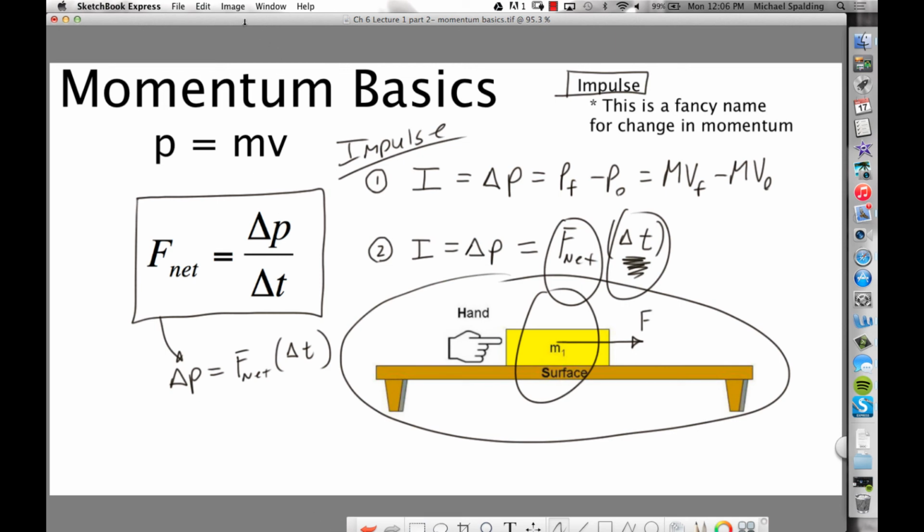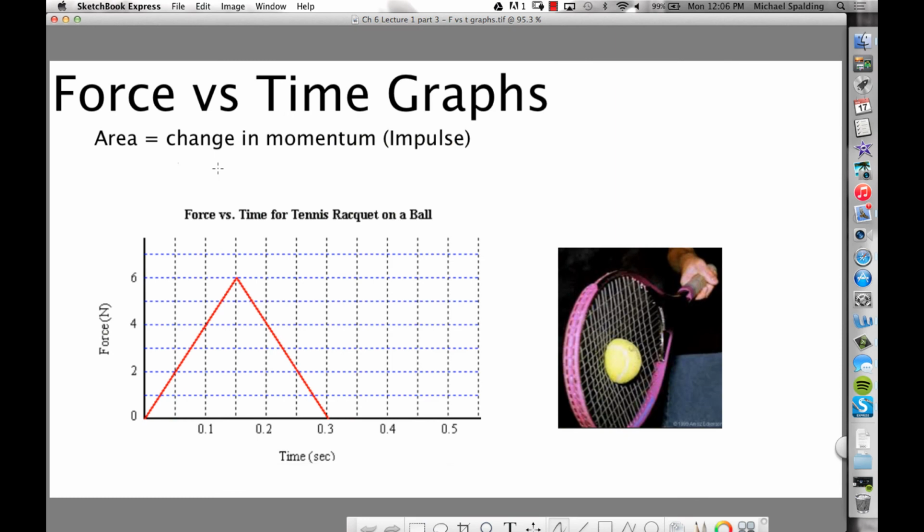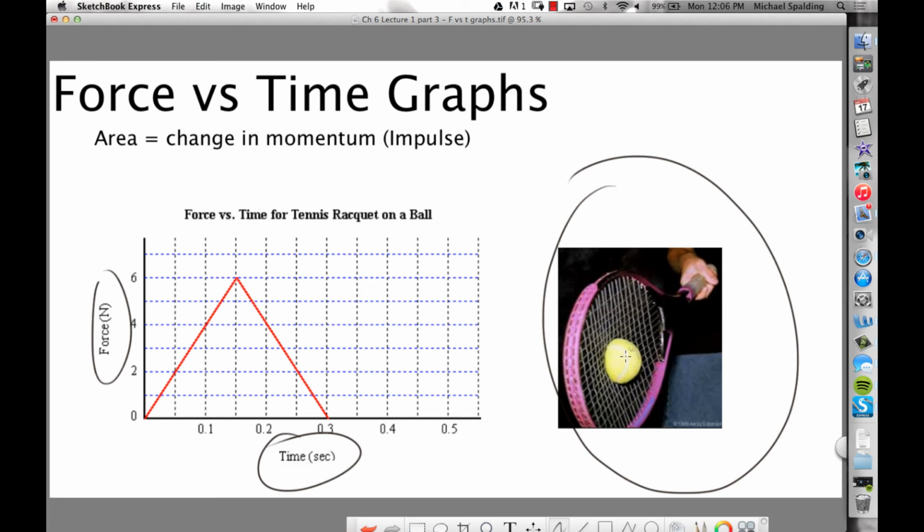Got it? Okay. Final screen. All right, a new graph for this chapter: force versus time. So we have force on the y-axis, time on the x-axis, and this is what you would get. See this picture here? This tennis ball hits the racket. As the tennis ball first comes in contact with the racket, the force gets bigger, bigger, bigger, and then the ball starts to come off the racket. Smaller, smaller, smaller, and then right here is where the ball comes off the racket.